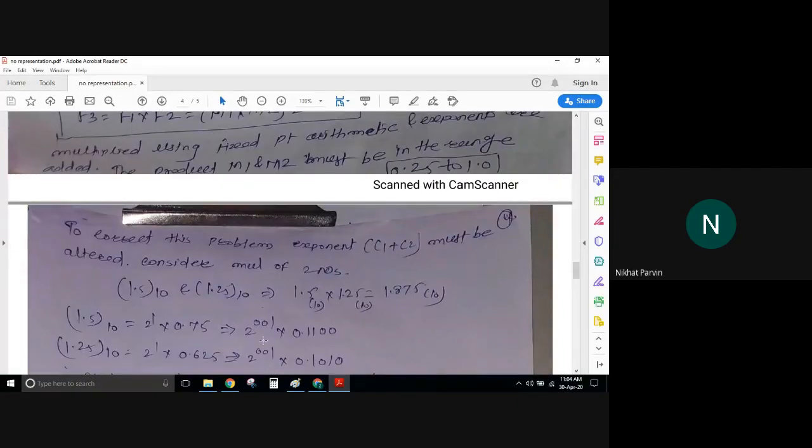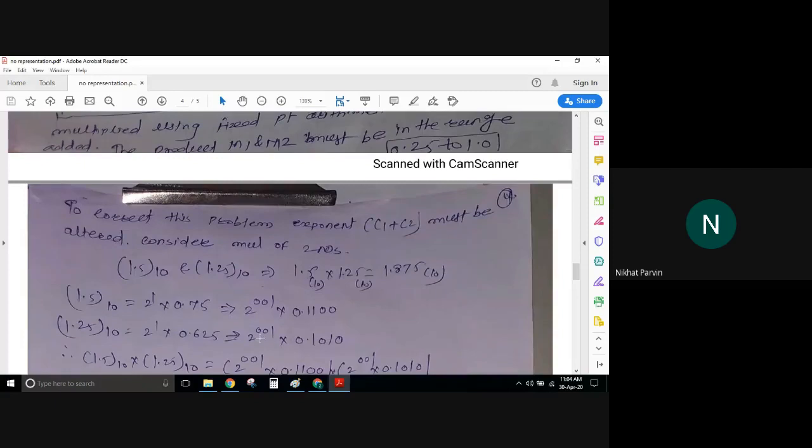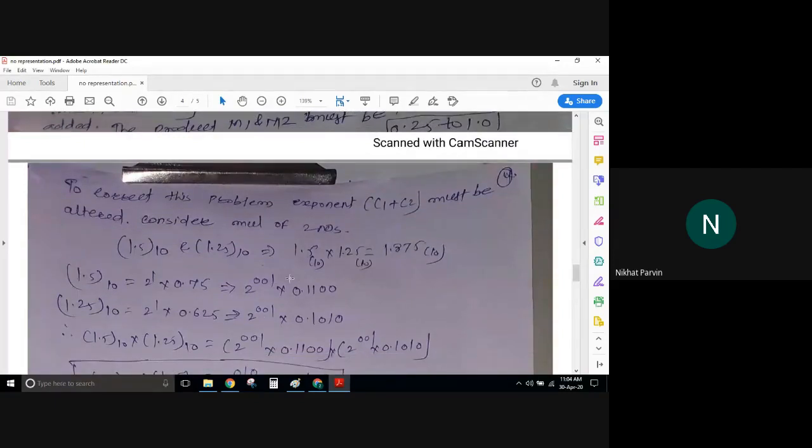Okay, now let us take the example over here. We have considered the multiplication of two decimal numbers, 1.5 and 1.25. So what is the result of that? It is 1.875. 1.5 into 1.25 is 1.875.